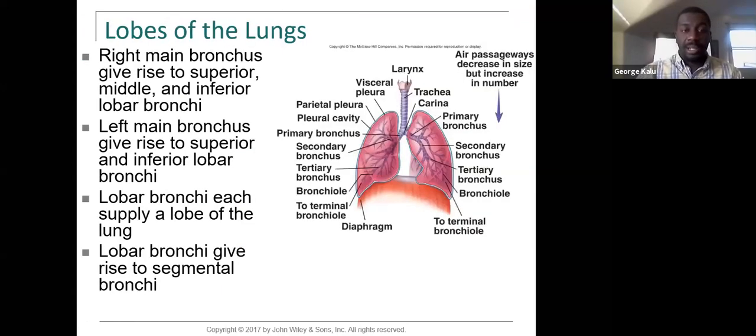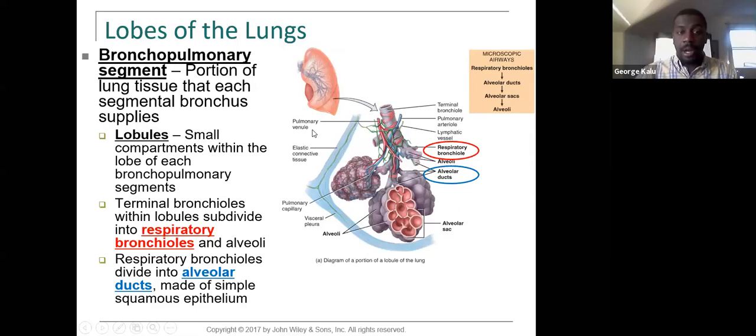Remember, each of these lobes of the lung is supplied by a lobar bronchus. So the right and left main bronchus divide into lobar bronchi: the superior, middle, and inferior lobar bronchi for the right lung, and just the superior and inferior lobar bronchi for the left lung. Each lobar bronchus supplies a specific lobe of the lung. From there, each lobar bronchus branches further into the segmental bronchi, and those segmental bronchi supply specific bronchopulmonary segments.